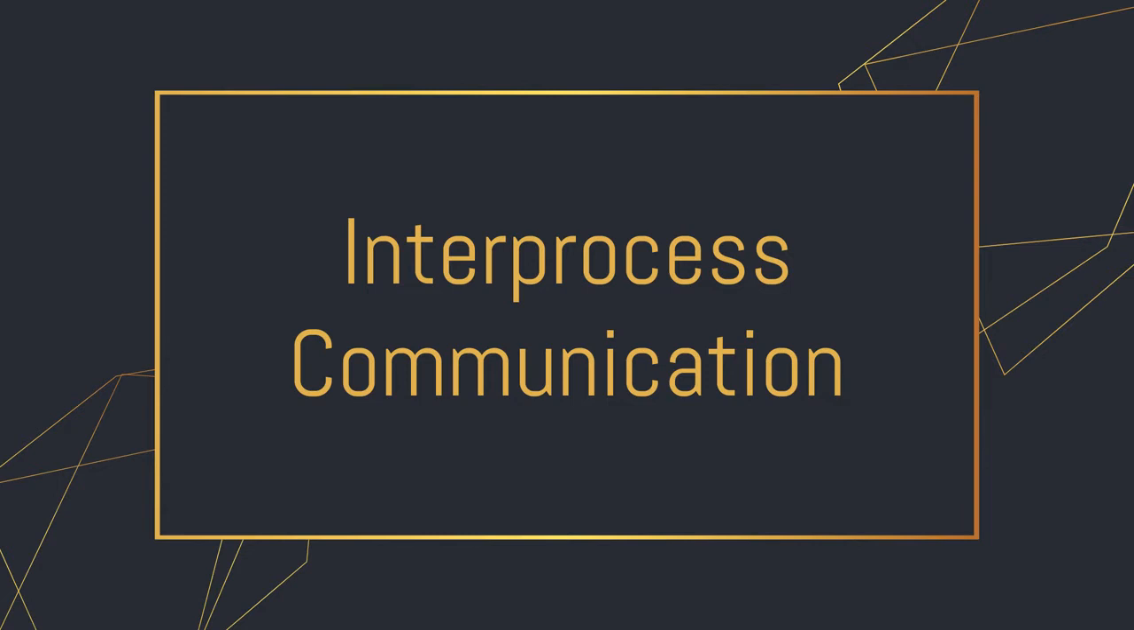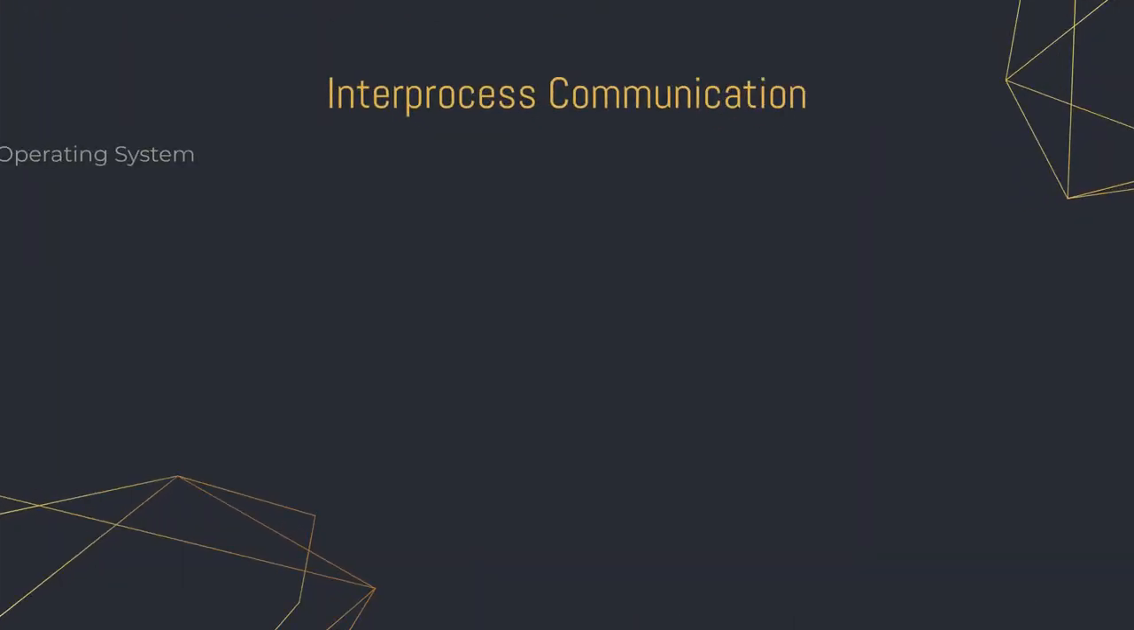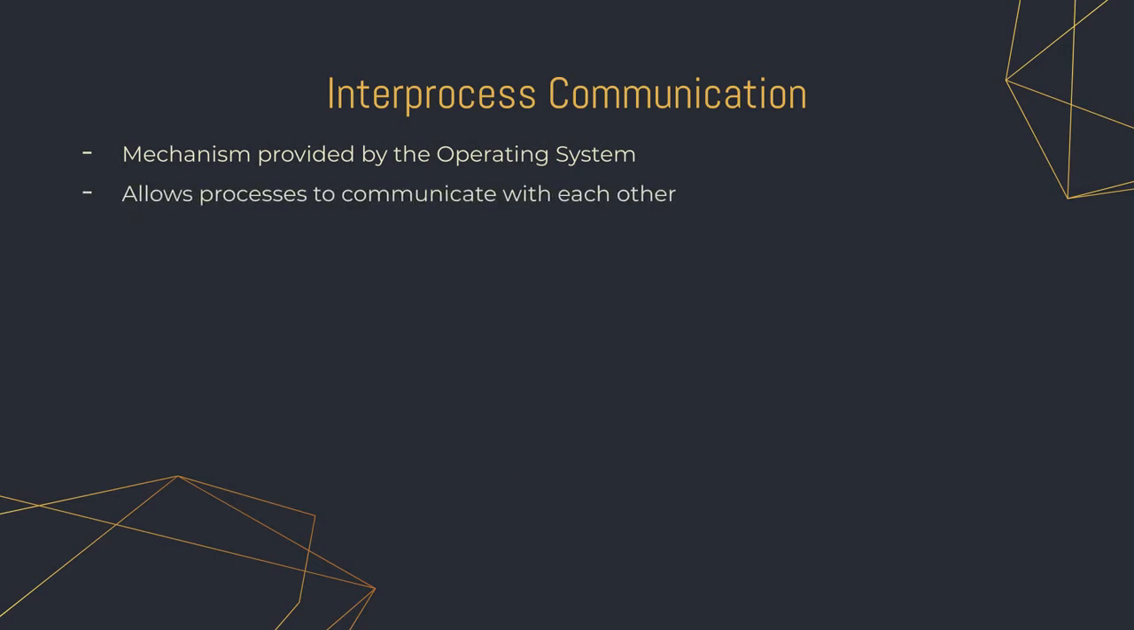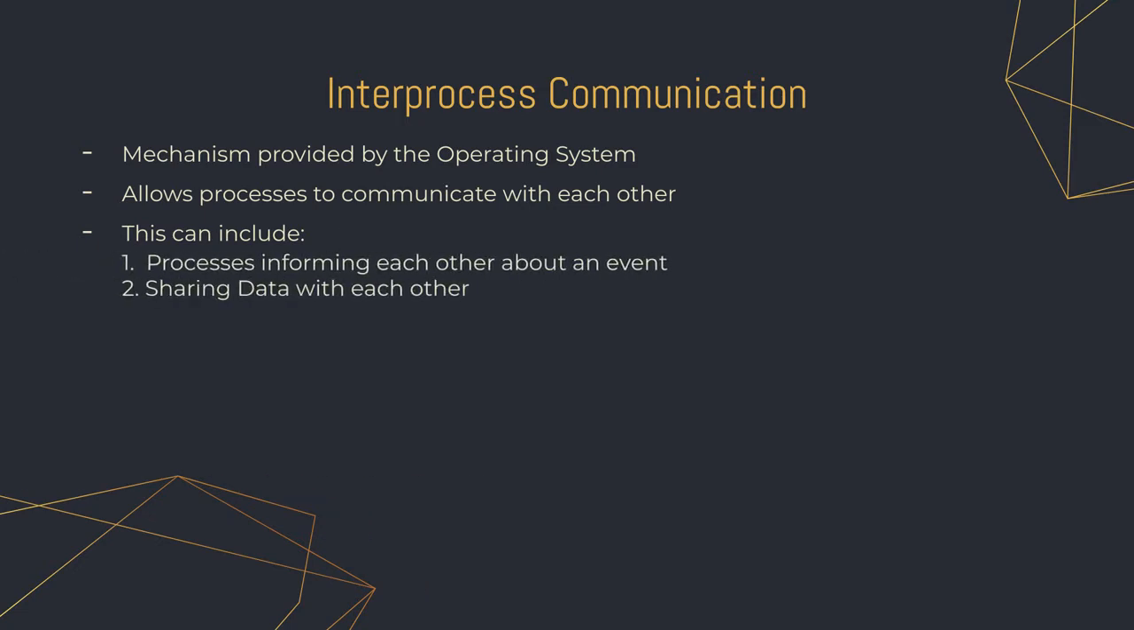Now we get to the main topic, inter-process communication. So what is it? It's a mechanism provided by the operating system that allows processes to communicate with each other. Now, this communication could involve letting another process know that some event has occurred or the transferring of data from one process to another. So, both of these are examples of inter-process communication.